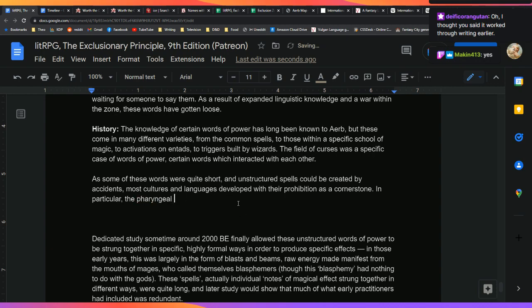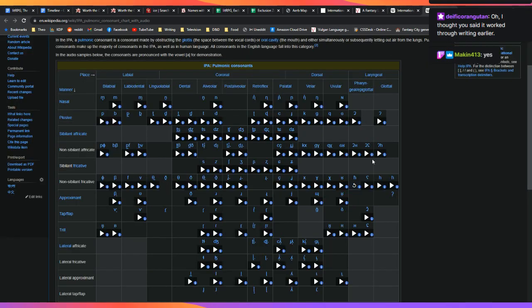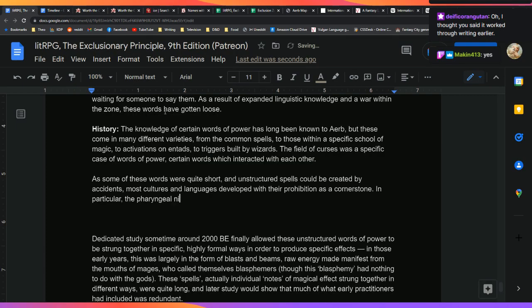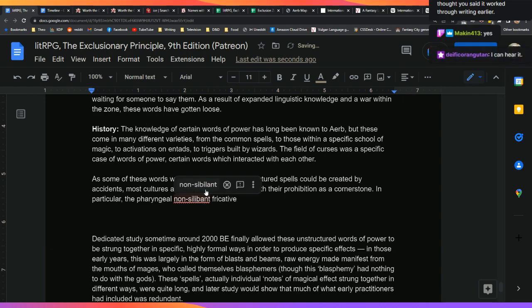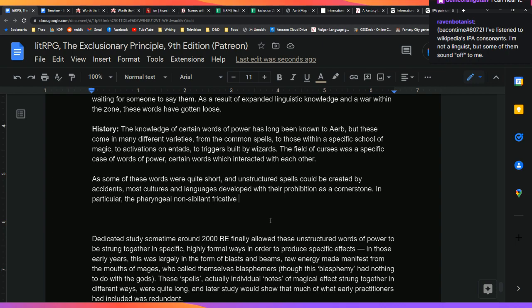You would think I just saw that word and I would know how to spell it. The pharyngeal non-sibilant fricative. Non-sibilant fricative. If the IPA consonants sound off to you, some of them sound off to me too.